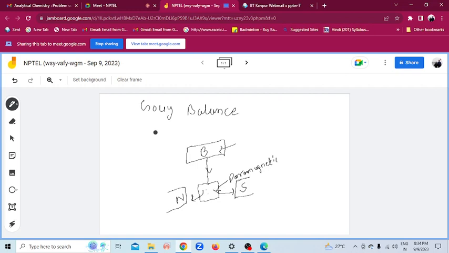This balance can identify paramagnetism in this way. So the weight change, delta W, can be measured, and finally the paramagnetism of this product can be measured.